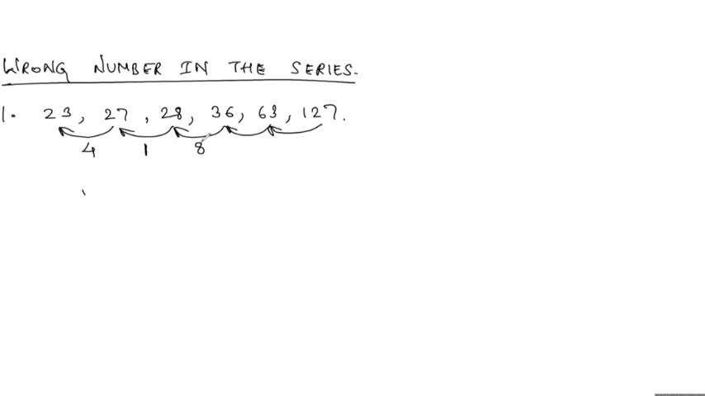63 minus 36? 27. Yeah, correct. 27. Next subtraction, 127 minus 63? 64. Yeah, correct. Now take some time, everyone. Try to remember what all we've done during number series. And please try to figure out the pattern. What pattern is it? It is very simple, straightforward.